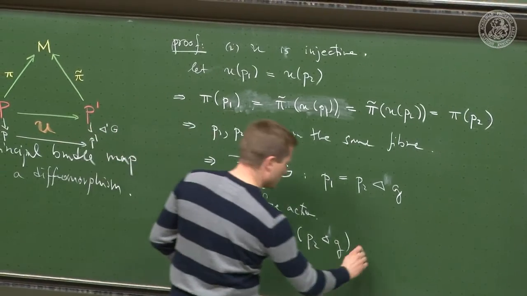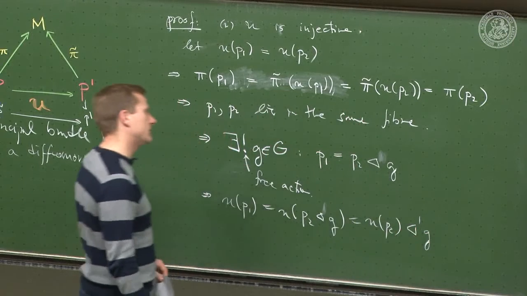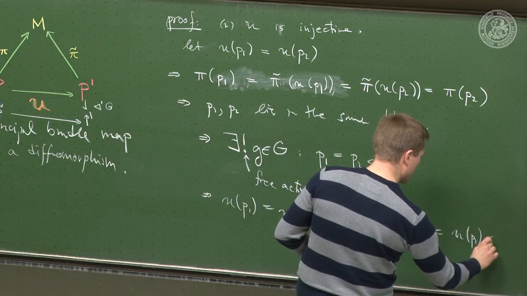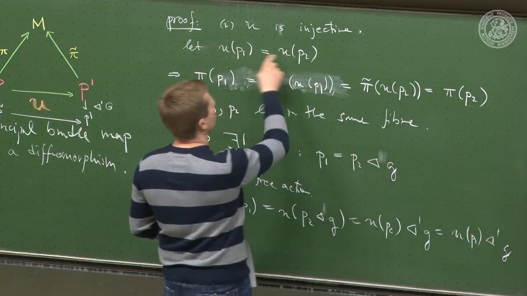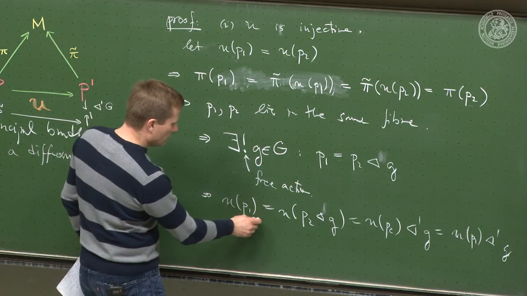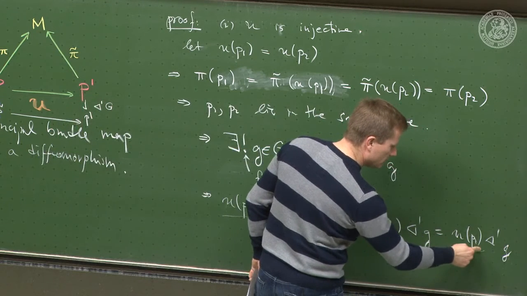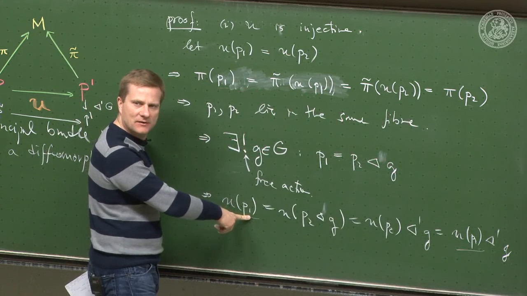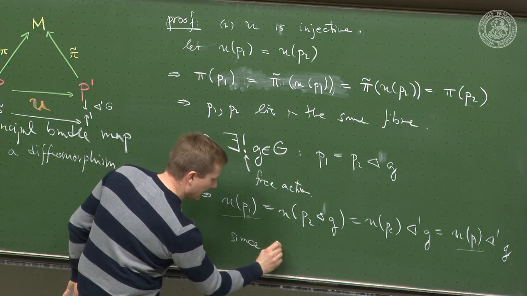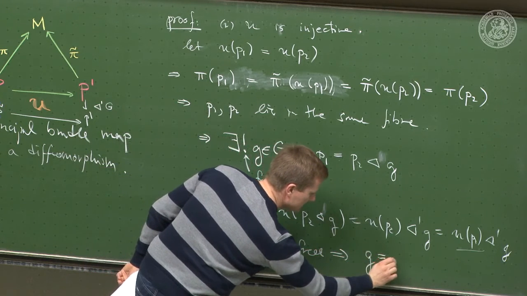We have this, exactly. And then we get U of P2, and now we have the primed action of G. But now we know that this is simply U of P1 with the primed action of G. Why is that? Well, because U of P1 is U of P2, so we can replace those. And now we see U of P1 means the action of an element G on U of P1 doesn't change the element, right? And because the action is free, it follows that G must be the identity.